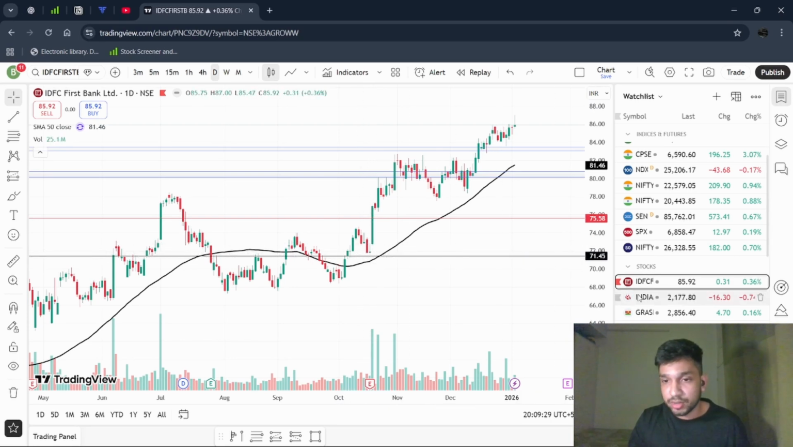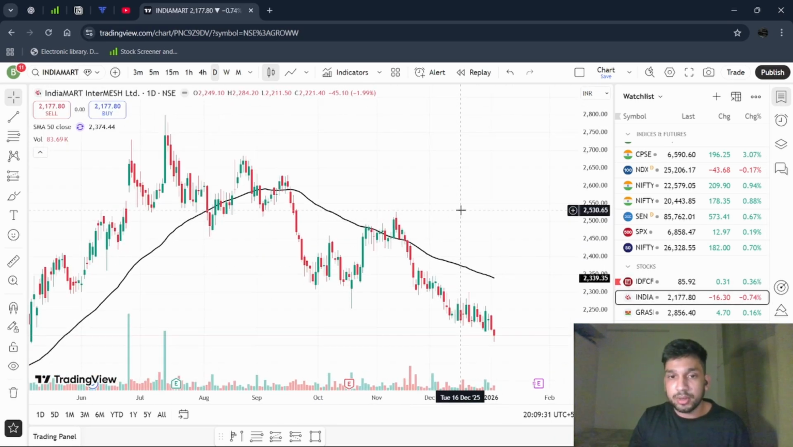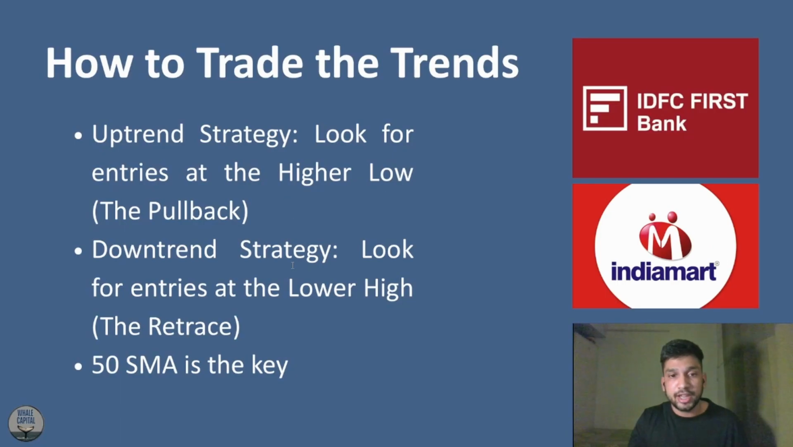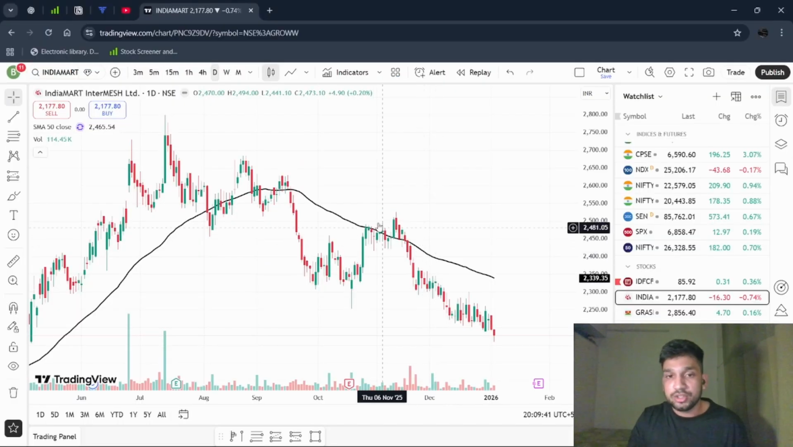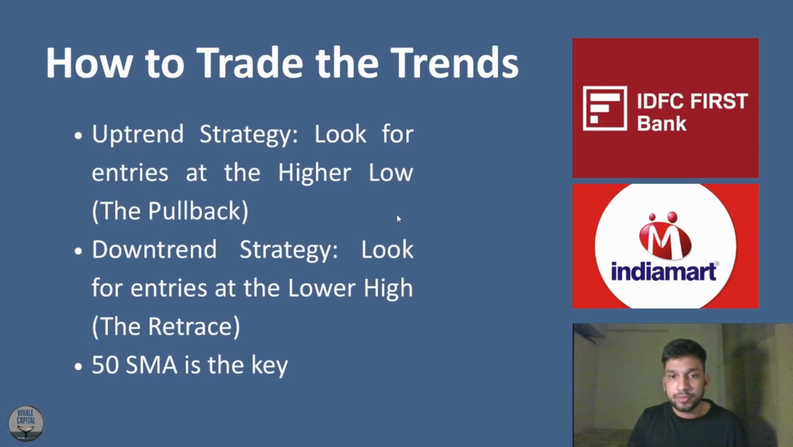And let's look at a bearish example. So you know that the overall trend is bearish. In a downtrend strategy, look at entries at lower high. So the market came down, and this is a lower high compared to this one, and your entries for short position should be here, around here.